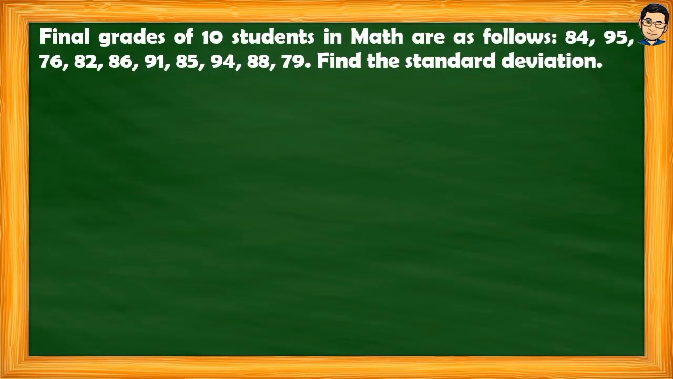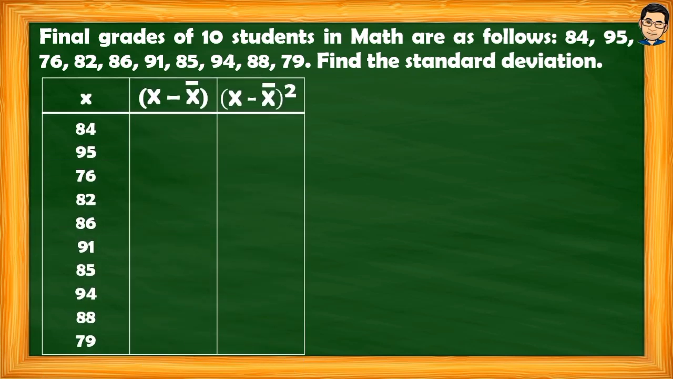So, let us have an example. The final grades of 10 students in math are as follows. So, those are the final grades, because the quarter has ended, from first quarter to fourth quarter. Find the standard deviation. The standard deviation can be obtained once we have the variance. So you will see later what the variance and standard deviation are. So, that is our table.